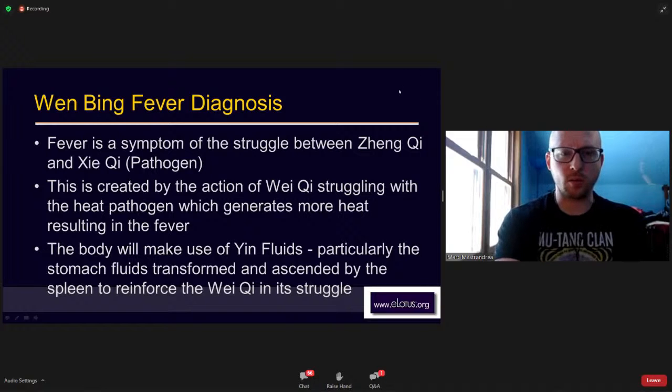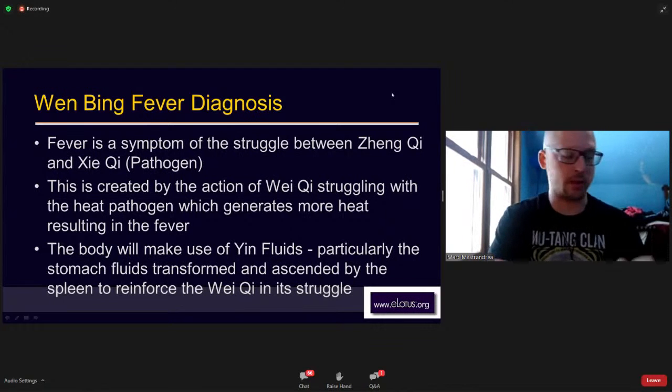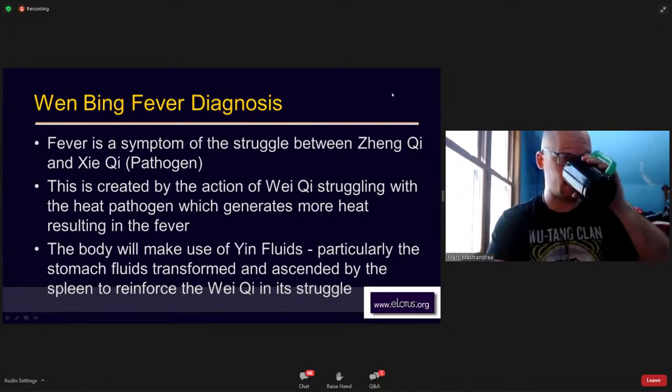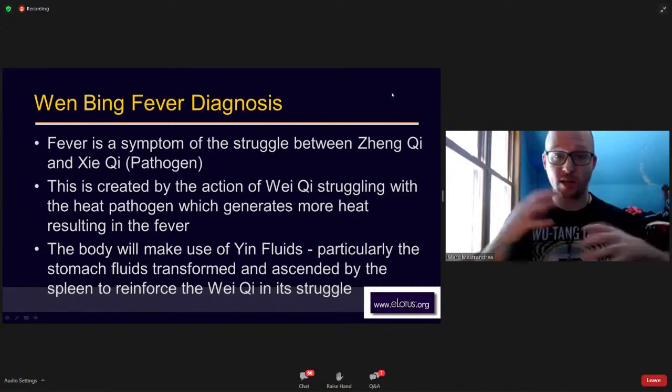So we talked about this. So with a fever now, fever diagnosis, right? Because this is actually what I wanted to start with today, but we went beyond this a bit. So, all right, fever diagnosis. We have this struggle between the zheng qi and the shi qi, right? This is created by the action of the wei qi struggling and the heat pathology generating more heat, right?